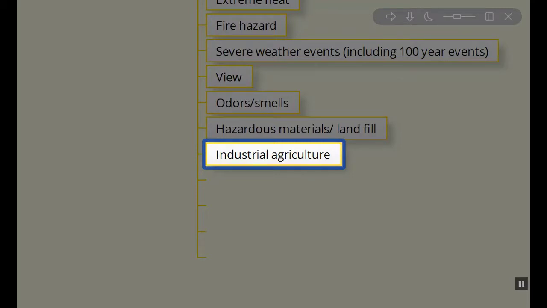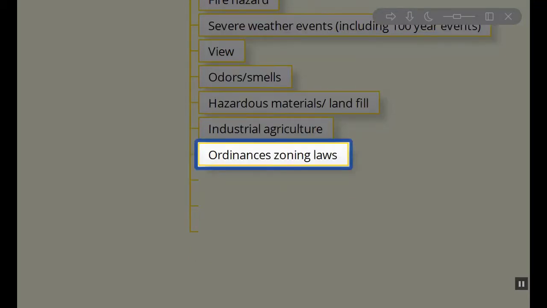How about industrial agriculture, as I mentioned before? Are you going to get those smells? Are you going to get the sight of that? Are you going to get the sounds of it? All of those things we have to think about, and even the non-point sources of pollution if you're downstream from them or downwind from them.